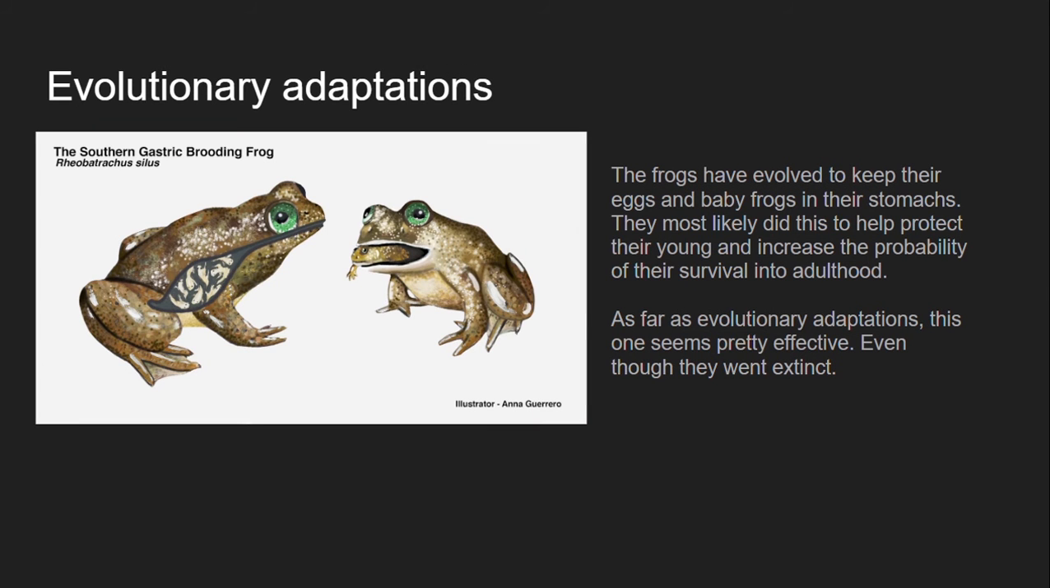The frog has evolved adaptations that help it with surviving its environment. The frogs have evolved to keep their eggs and their babies in their stomachs, and they did this to protect their young and so they could survive into adulthood and increase. As far as evolutionary adaptations go, this one seems pretty effective, even though they went extinct.